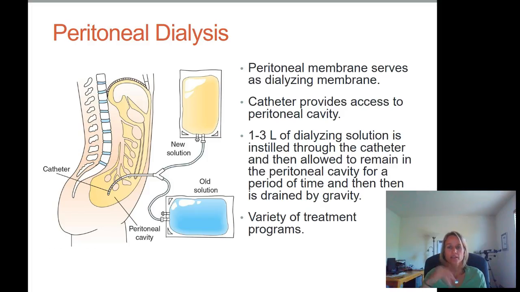Peritoneal dialysis is another type, and this is where the peritoneal membrane, which is really vascular, serves as the dialysis membrane. Here the catheter provides access to the peritoneal cavity, and we inject 1 to 3 liters of solution that is allowed to remain in the cavity and then is drained by gravity. There's a variety of treatment programs. Some are just overnight. Some are actually ambulatory.